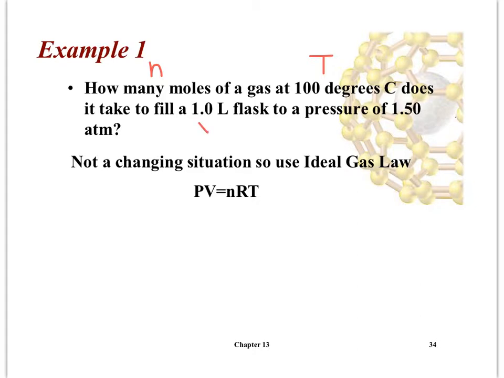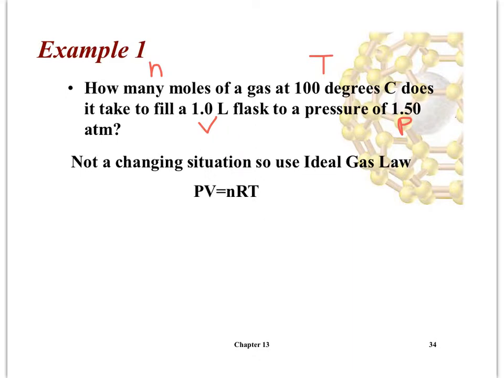1 liter flask, that's a V. And 1.50 ATM, that's a pressure. You can see that I only have one of each of the variables. I don't have two pressures or two volumes or two temperatures or two amounts. So that means I don't have changing conditions. I have just one gas at a certain temperature, amount, volume, and pressure.